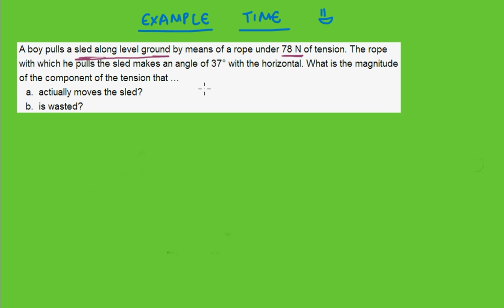What is the magnitude of the component of the tension that actually moves the sled, and is wasted? So let's just draw one diagram first to understand what this question is actually about.